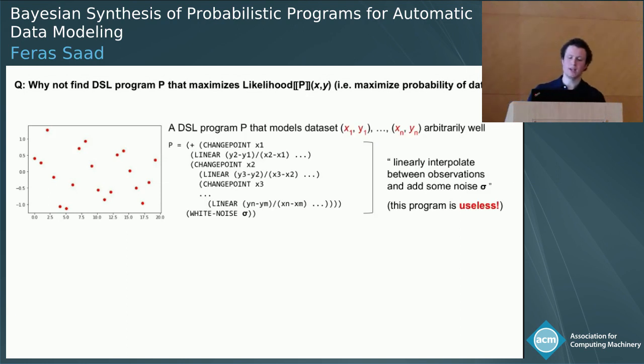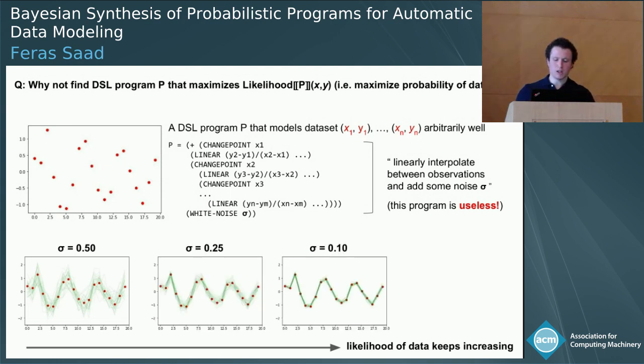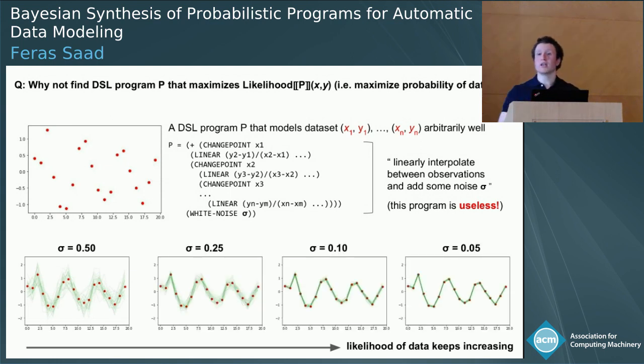Suppose my observed data has the following form. What I can do is synthesize or devise a DSL program P that models this data arbitrarily well. Roughly what it's going to do is, our space is so rich that we can simply define a program that linearly interpolates between the points, just changing between these lines with a little bit of noise. Now, as I take this noise smaller and smaller, I can get the data likelihood arbitrarily high, even though the program that I've synthesized is useless, because it doesn't represent any actual structure in the data, and it doesn't tell me how to forecast future data.